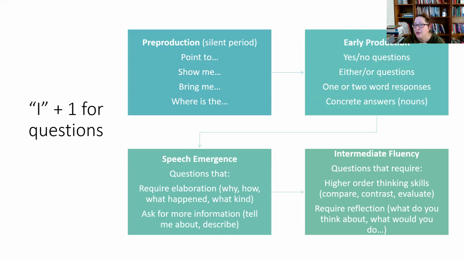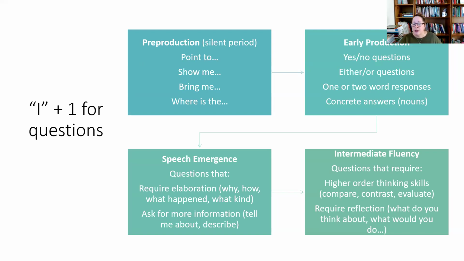The second level of development is early production. In this phase, we can ask yes/no questions, either/or questions, questions that have one or two word responses or that have concrete answers like nouns: cow, pig, boy, son, etc. So you can see that here, again, the level of use of language is very minimal, and it's very concrete. This is for students who are still in the early phases of developing language.